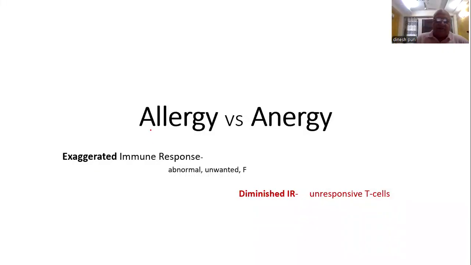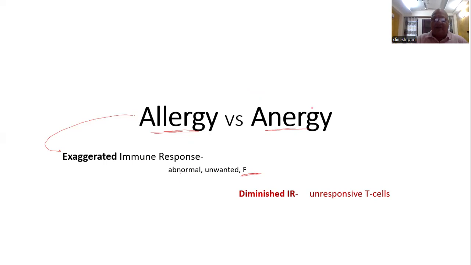Terms which resemble each other, allergy and anergy, but the meanings are quite opposite to each other. So we are going to outline some details about these two terms. Allergy is an exaggerated immune response, an abnormal, unwanted immune response, and ferocious at times. Ferocious, it can damage the tissue, it can result in a number of diseases also.